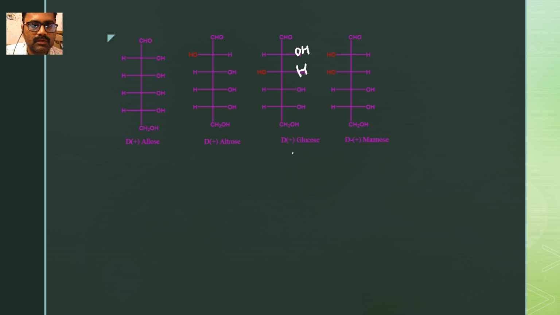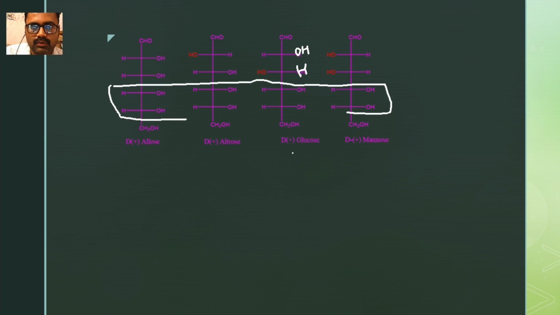Okay, so in case of allose, altrose, glucose and mannose, in these 4 structures the C4 and C5 chiral carbon atoms do not change their stereochemistry. So every time, the OH groups of both of these will be on the right hand side, and the remaining 2 OH groups, that we can change.